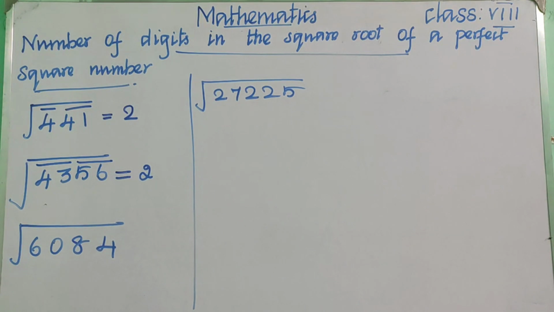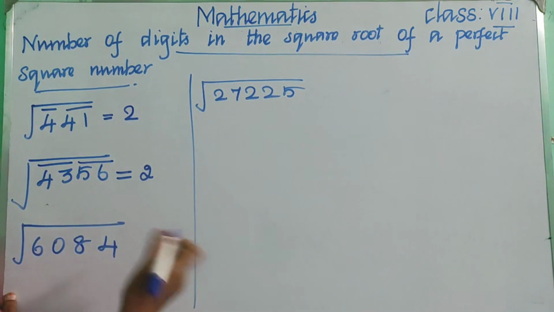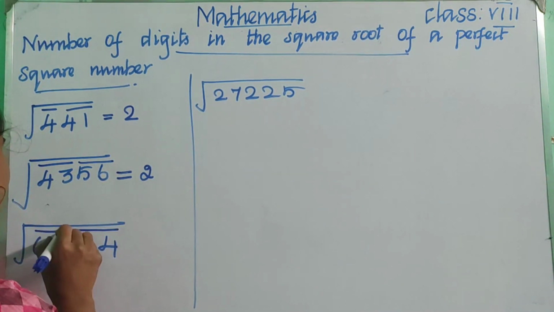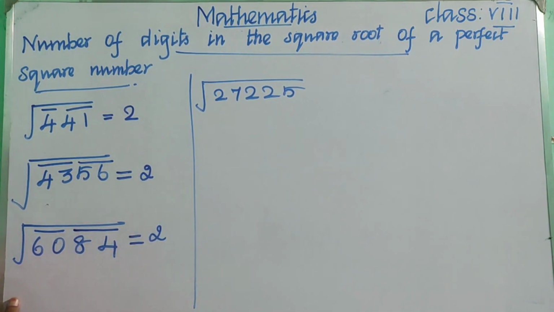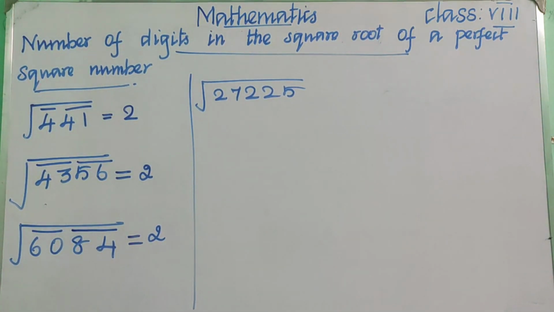And here 6084. We are finding the square root. So how will you put the bar? From the right, 2 digits, 1 2 and 1 2. How many bars are here? 2. Okay, children, so that is 2 digits. While finding the square root for this number, we will get 2 digits as the answer.